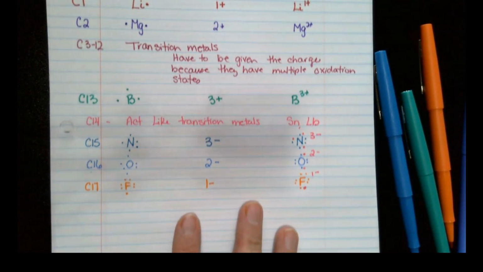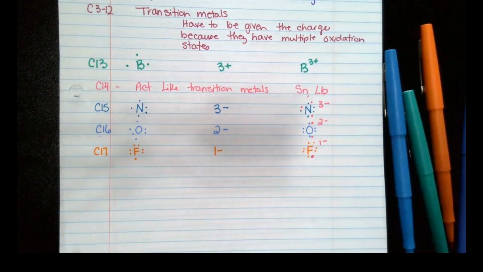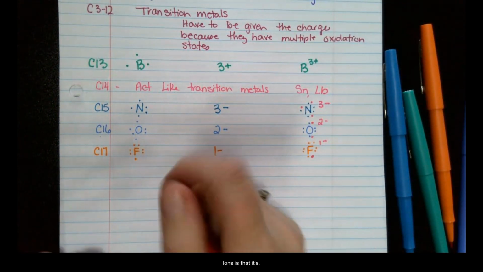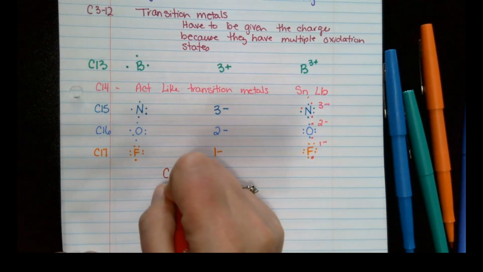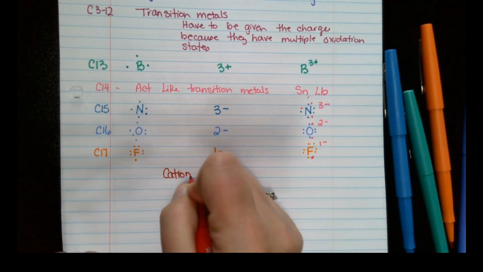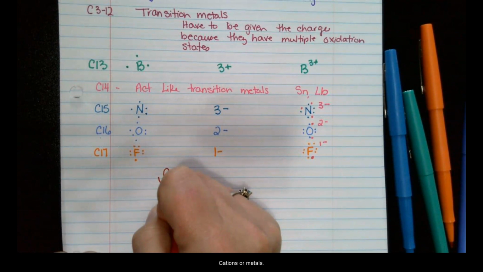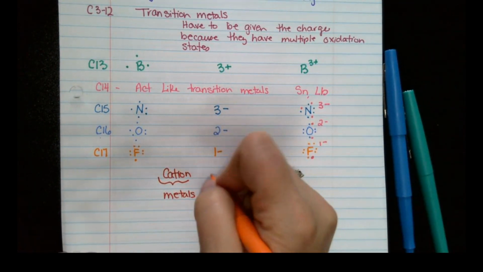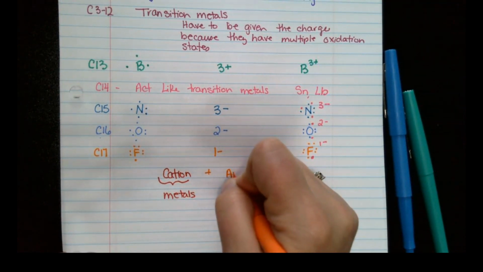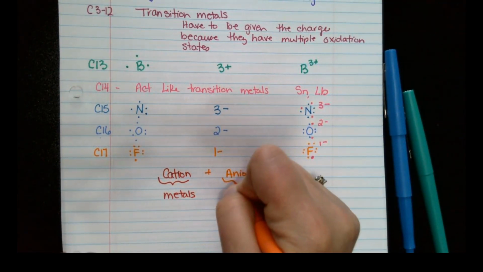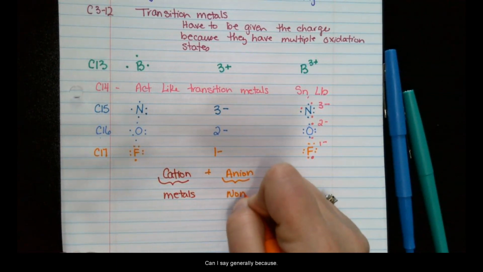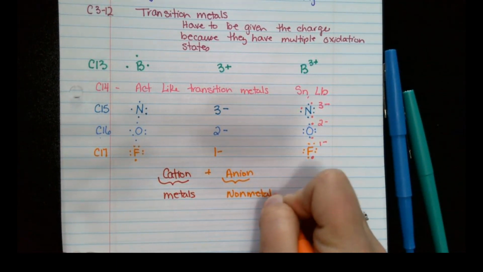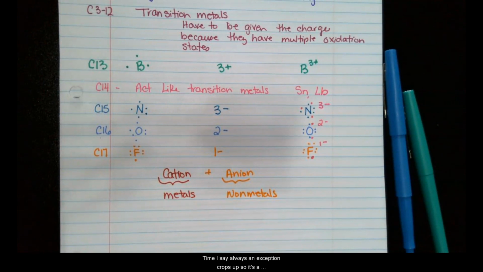Because remember, the big trick with ions is that it's a cation, and cations are metals joining with an anion. And these are generally nonmetals. And I say generally because every time I say always, an exception crops up. So it's a cation, which is a metal, and an anion, which is a nonmetal.